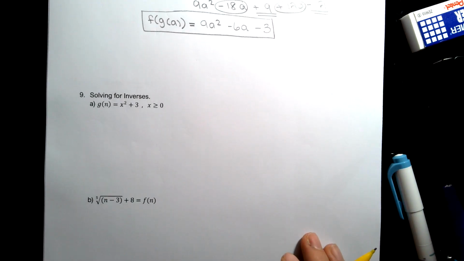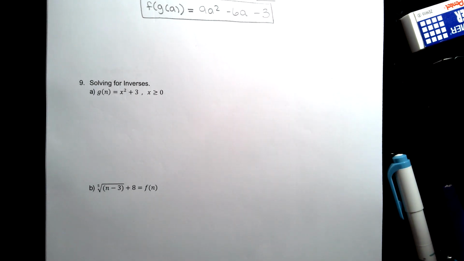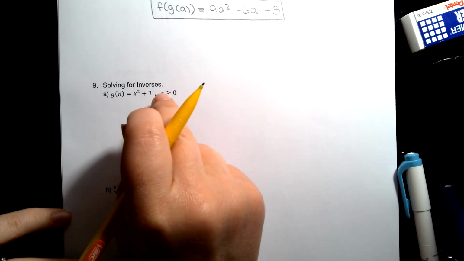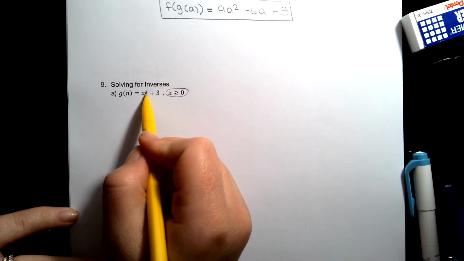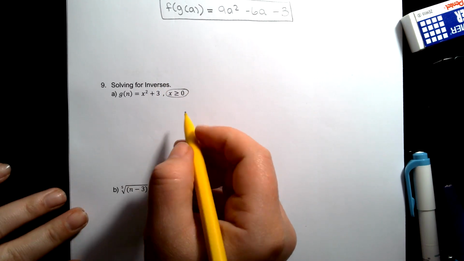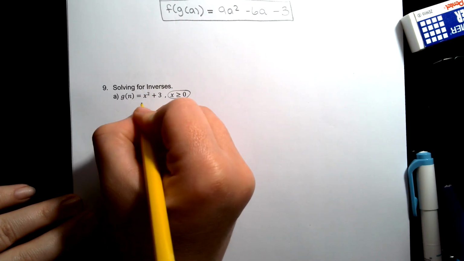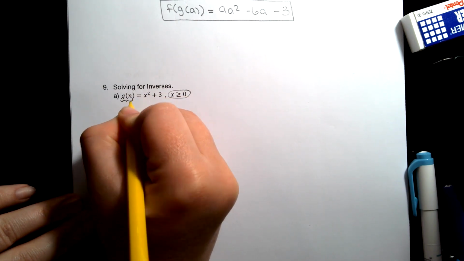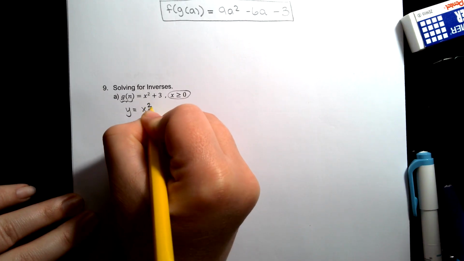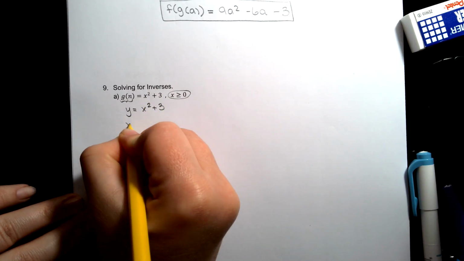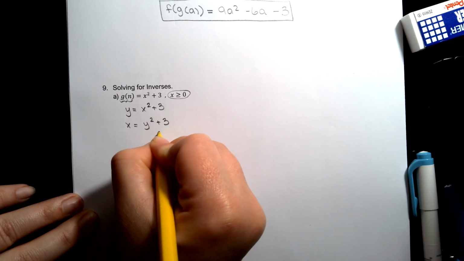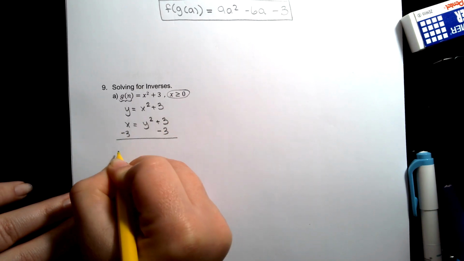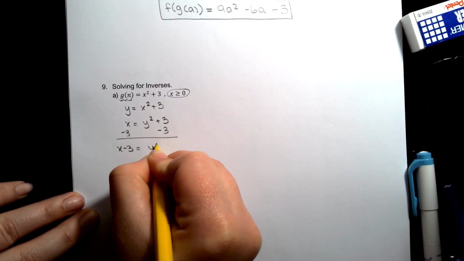Moving on. Now, solving for inverses. Step number 1, there is here a limitation on your domain for this given function. Okay, this given function has a limitation. So what we're going to do is first, step number 1, we're going to make this function notation into our original x and y. Switch your x and your y, and now you're solving for your new y. So I am going to subtract 3, x minus 3 is equal to y squared.